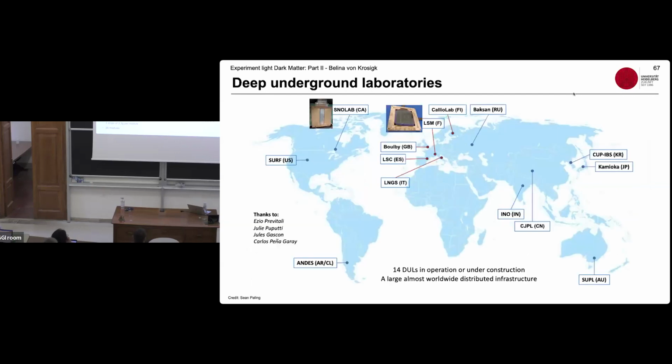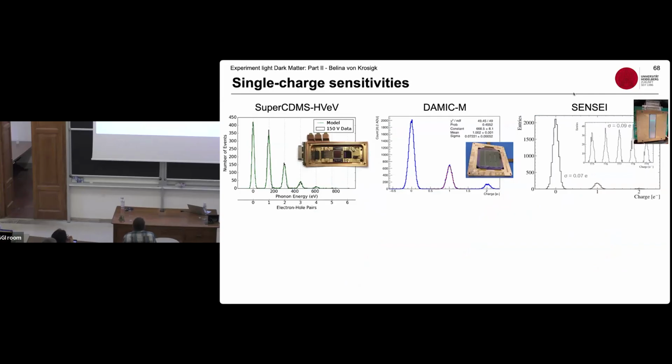And just to tell you also where they are located. Dharmic is at the underground lab in Modern, and Sensei is right now at Snow Lab. But the other point that I want to highlight here is that for all 3 devices that I showed you, the picture in the end looks very similar. So no matter whether you measure directly the charges, or whether you amplify them first and measure the phonons, in all 3 cases, the signal is quantized.